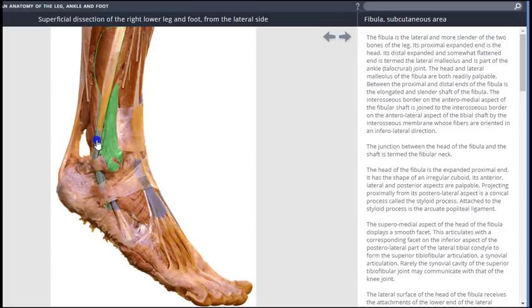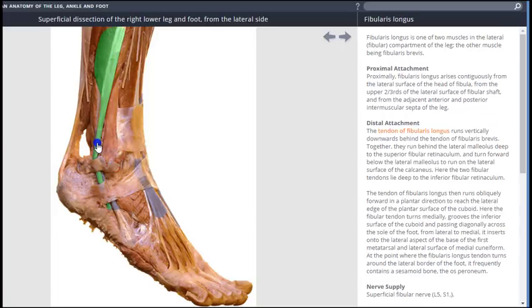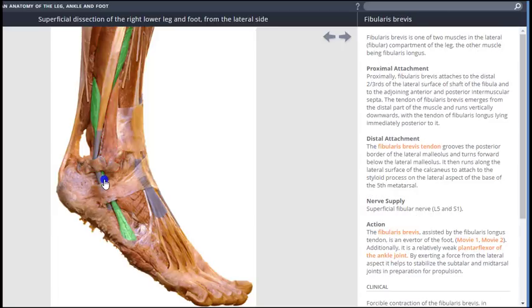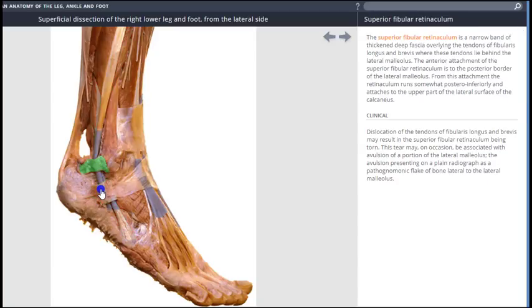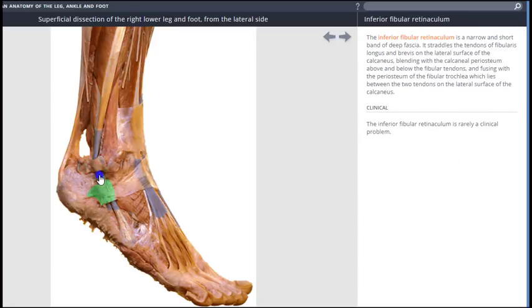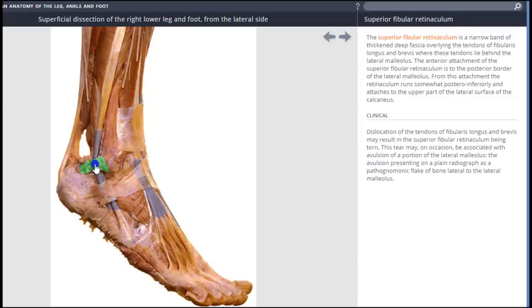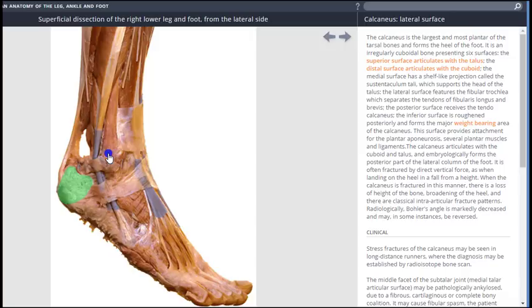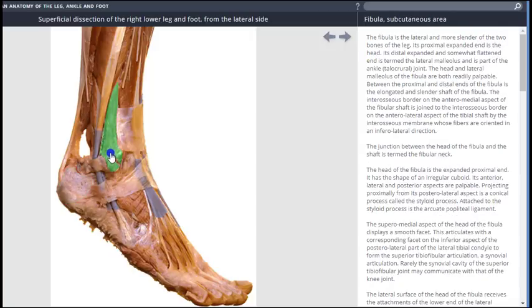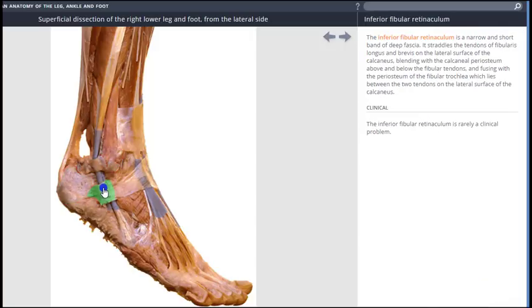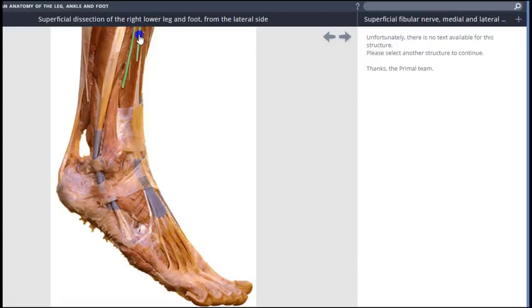The muscles of the lateral compartment, fibularis longus and fibularis brevis, pass below the superior and the inferior fibular retinacula. The superior fibular retinaculum is attached to the lateral surface of the calcaneus and to the lateral surface of the malleolus. The two slabs of the inferior fibular retinaculum are attached to the lateral surface of the calcaneus. Here are the branches of the superficial fibular nerve.